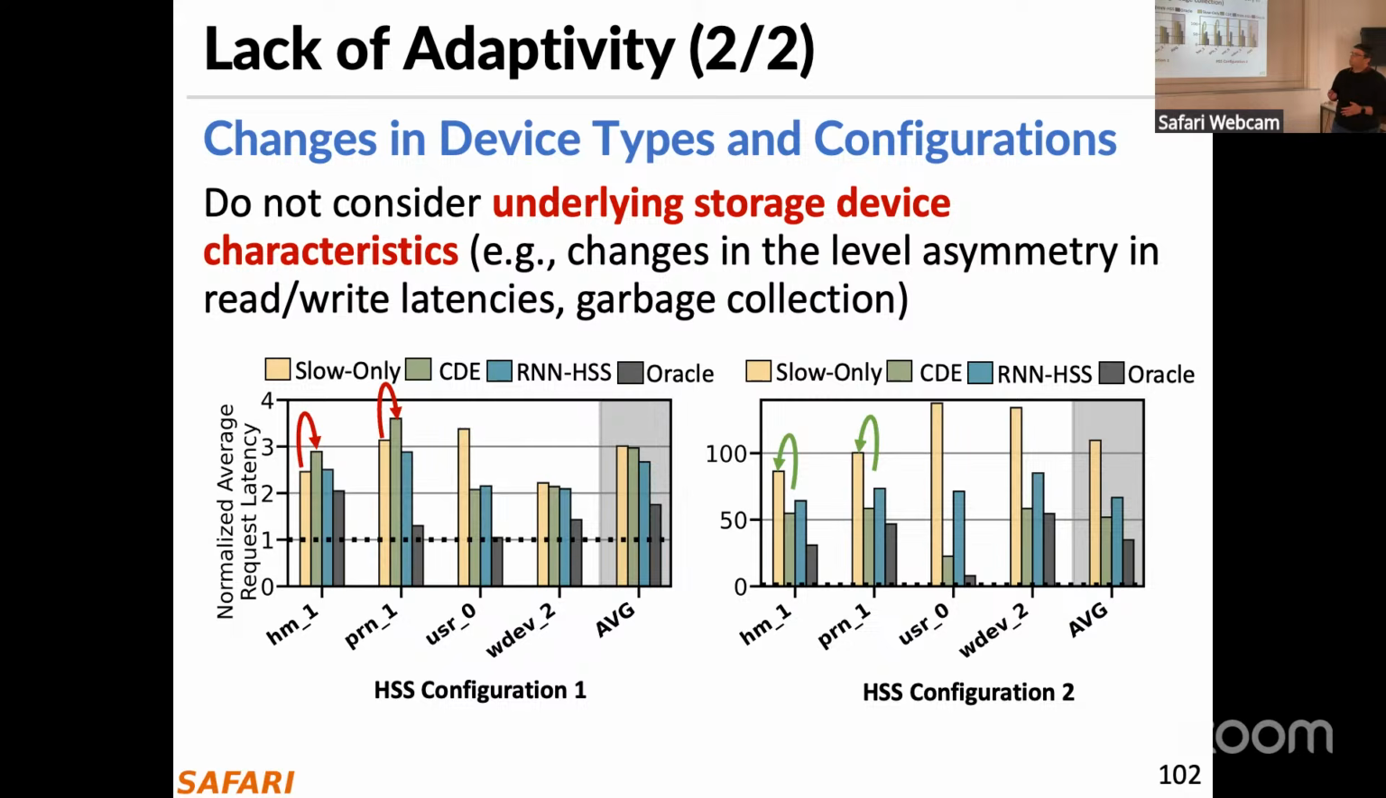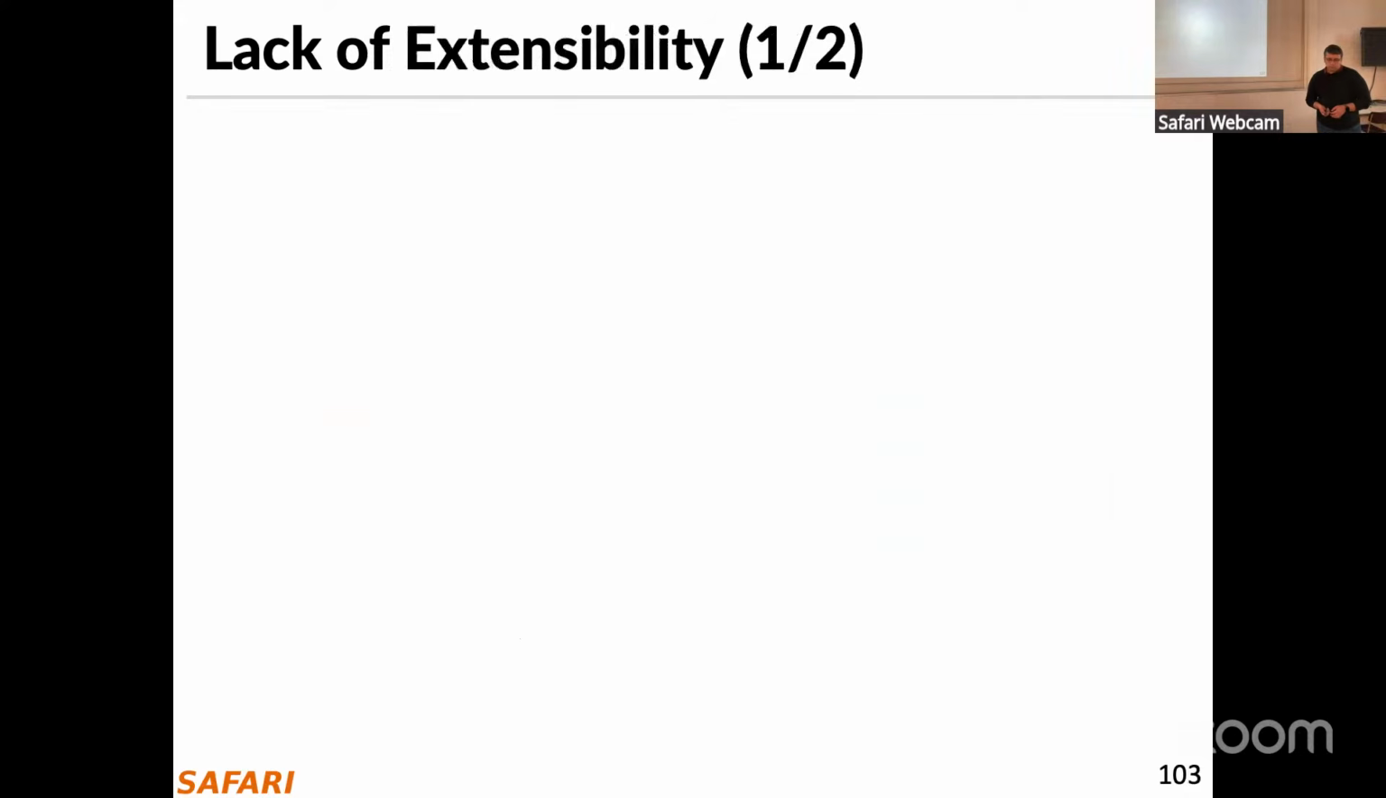And this is because they don't really consider the underlying storage device characteristics. So what are these characteristics? If there is a change in the latency that the device is operating at, the read-write latencies, or when there is garbage collection happening within these devices, you would find that the latencies increase. So the variations that happen in the system are not considered by these approaches.